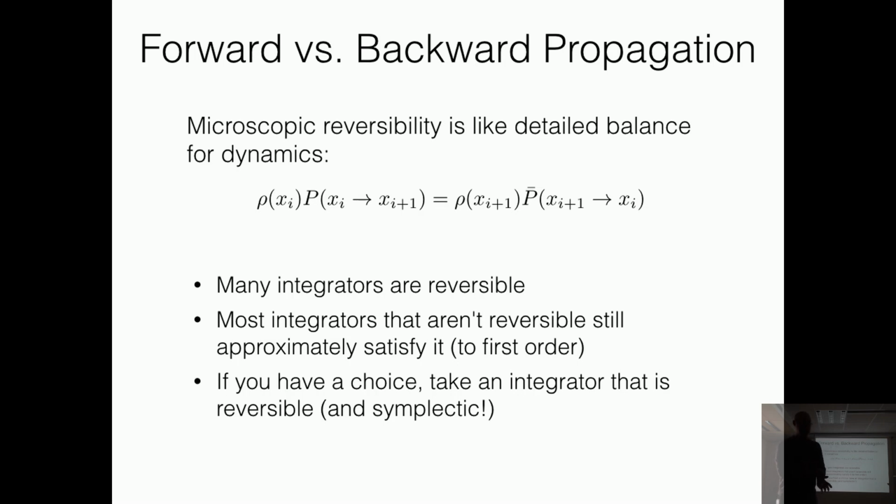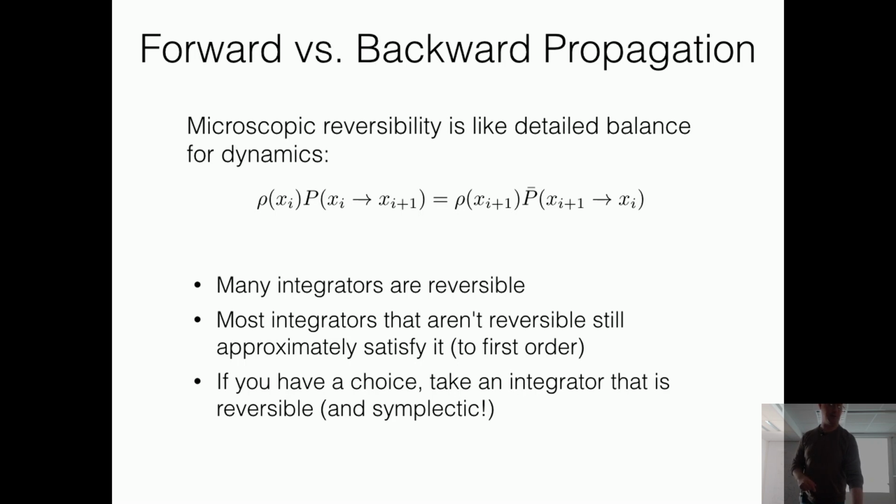In practice, most of your integrators, or many integrators, are reversible, and there's an argument that even if they aren't, they satisfy it to first order, which is supposed to be good enough. I'm not sure I think that's the best argument to make, but hey, people have made it. In general, if you can, you want to take an integrator that is reversible and also symplectic, because that just gives you better statistics. We'll use this later. This becomes really important later, so we'll come back to this idea of forward and backward propagation and microscopic reversibility.